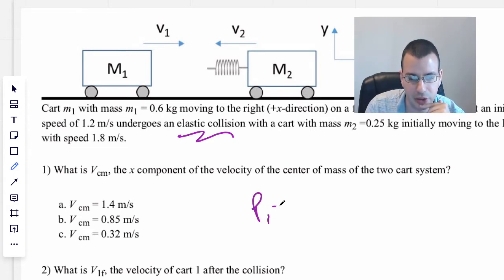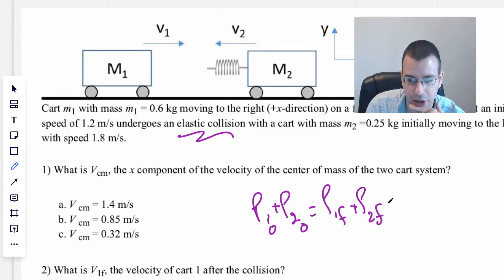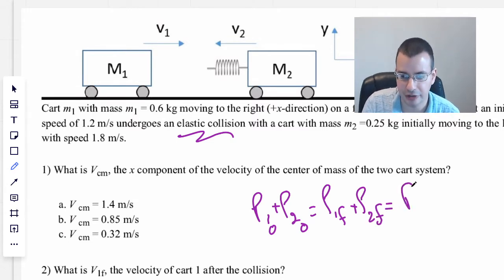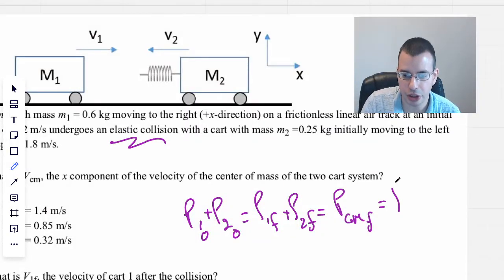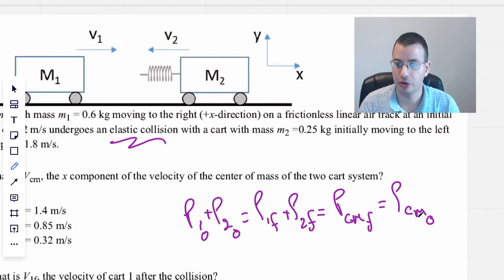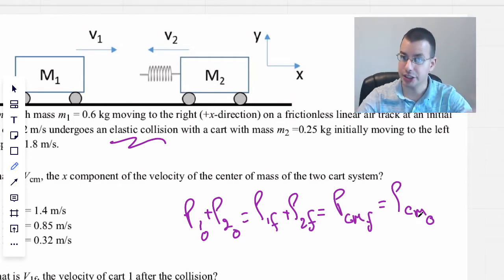So we can say that P1 plus P2 initial equals P1 final plus P2 final, but we could also write this in terms of P, which I'm going to call center of mass final. And since there's only one term here, you could say it's also momentum of the center of mass initial. So basically the momentum of the center of mass is going to be constant here.